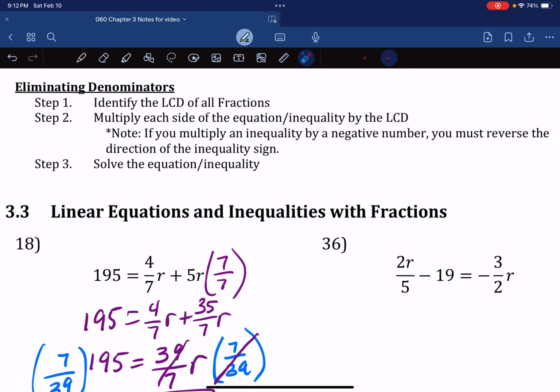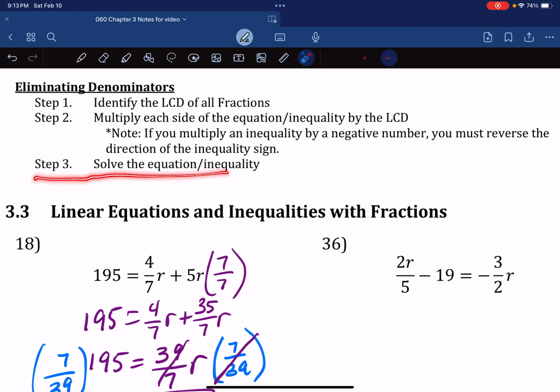Step 1, we will identify the LCD. Then in step 2, we will multiply each side by the LCD. This is an important step because that is the step that allows us to eliminate our denominators. Do keep in mind that if you're working with an inequality, when you multiply by a negative number, you have to reverse the sign. Our LCDs should be positive, but if for some reason you end up multiplying by a negative number in this step, you want to make sure you keep that in mind.